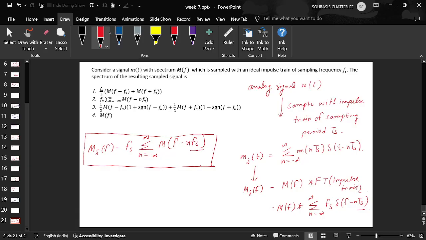This has already been derived in detail in lectures, and I also repeated it while discussing the first question, so I won't repeat it again. The answer you can see clearly is the second one.